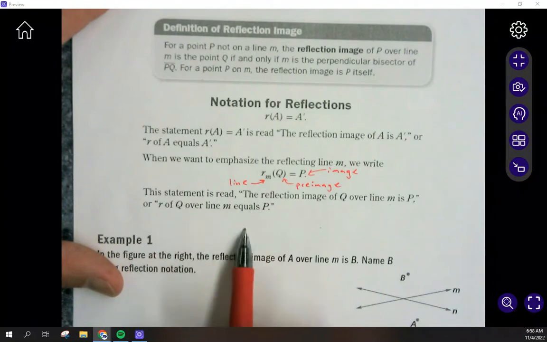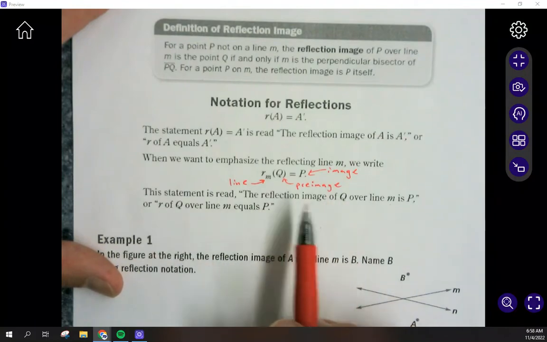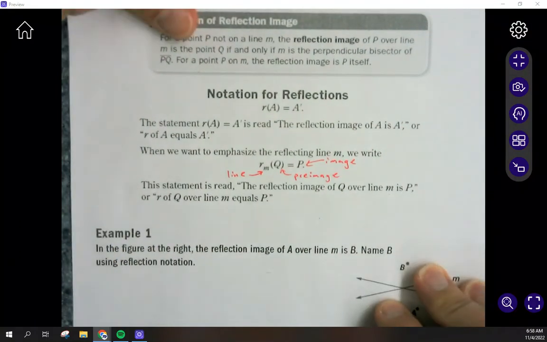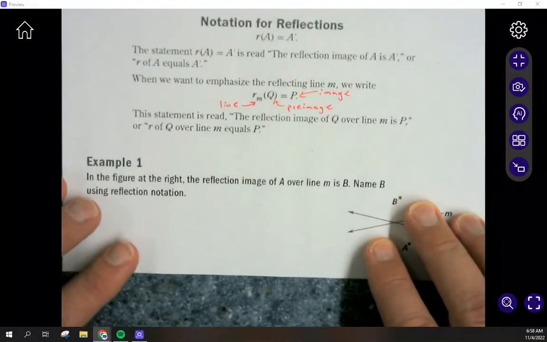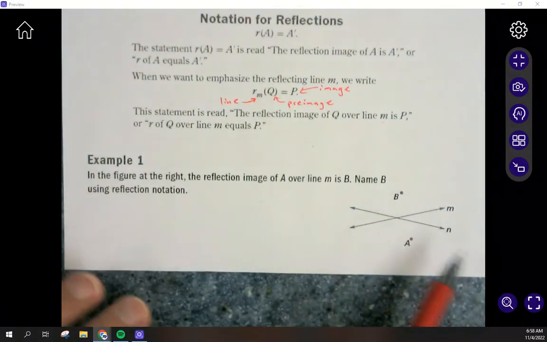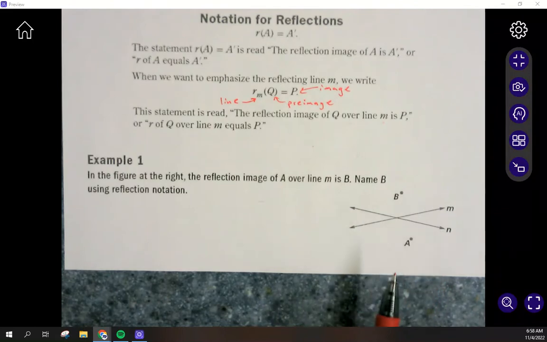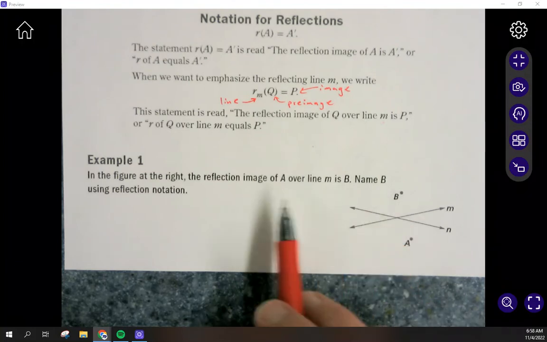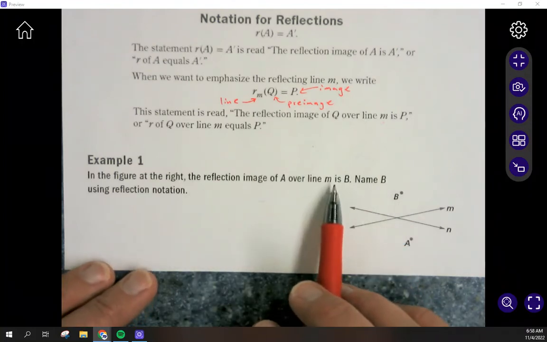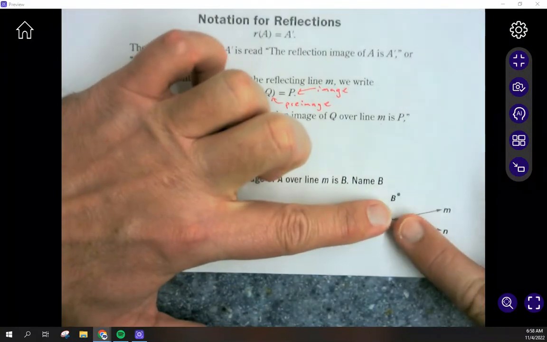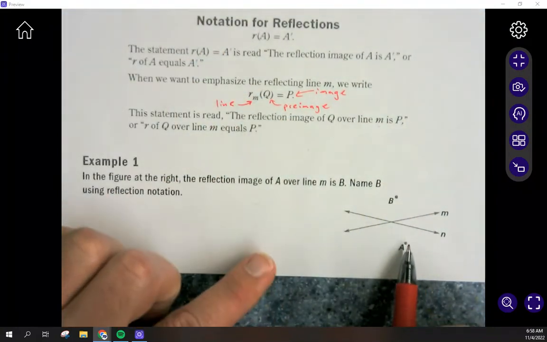But that's just more shorthand. We want to use the word reflection so we know what we're talking about. So let's try and make sense of that here, down to the bottom. If you look at this picture, I've got two lines, and I've got these points that were reflected over one of those lines. Okay, so A was reflected over, we'll tell you in the picture, line M. So you can ignore line N, it's just there to distract you.